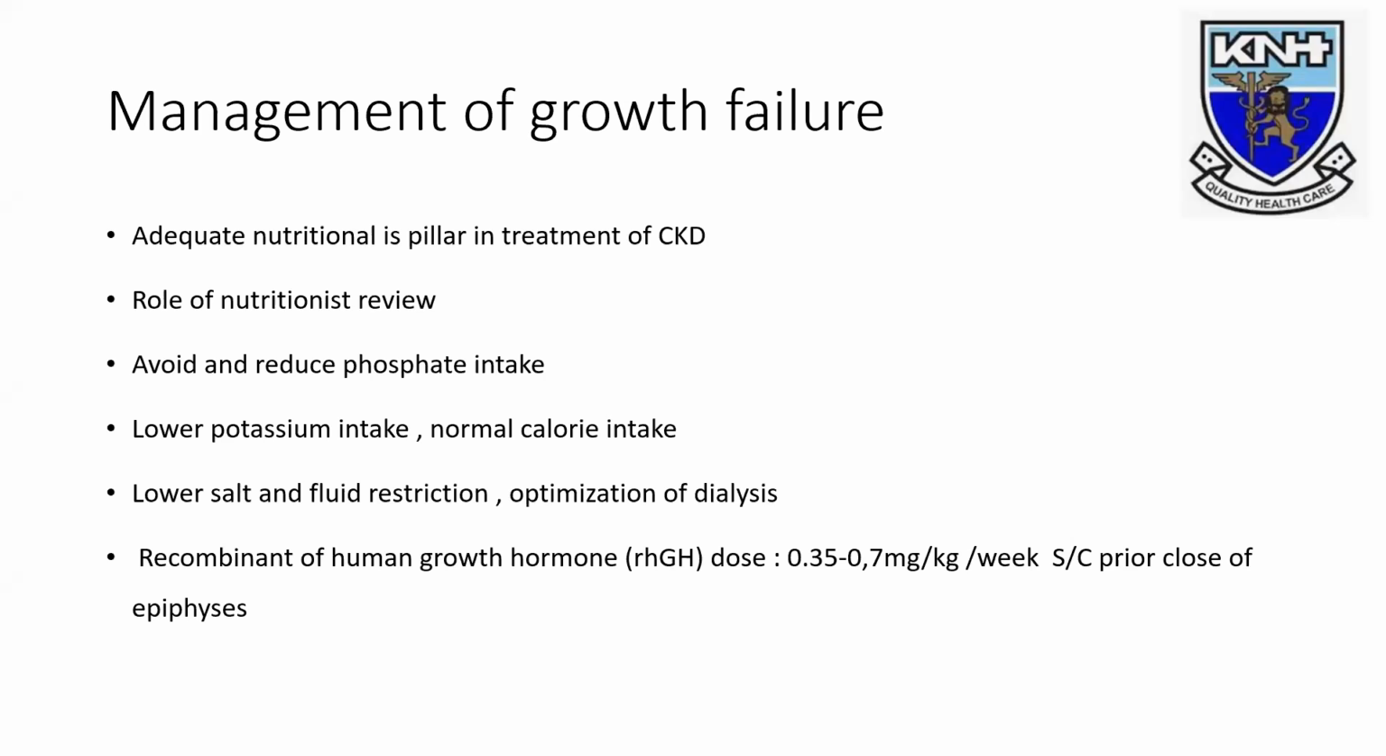So always lower potassium intake and normal calorie intake according to the weight and according to the age. So we try to reduce salt and use fluid restriction to reduce the risk of fluid overload and to control the blood pressure. Optimization of the dialysis is not achieved because most of the parents cannot afford the dialysis. Basically, the child is supposed to receive at least 3 dialysis per week. Unfortunately, because of the lack of money, we do twice per week. So it's not adequate for the children, but we are still advocating, and probably in the future we may achieve this target. Also we can give human growth hormone for the children before the epiphysis fusion.